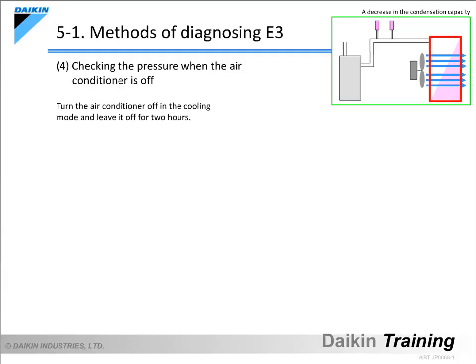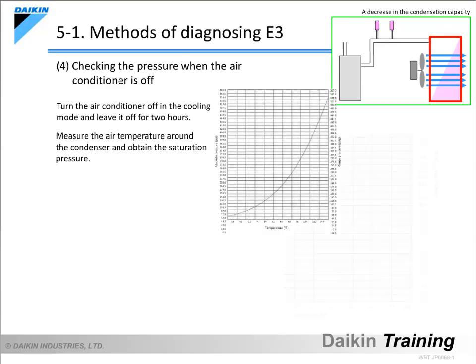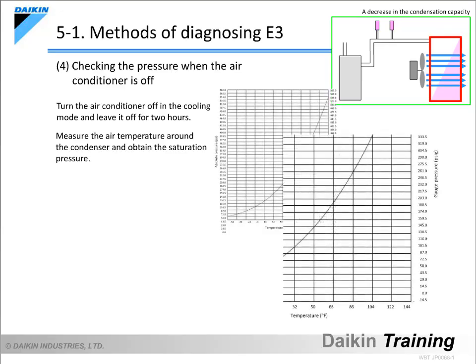If the air conditioner is left off for 2 hours after turning it off in the cooling mode, the saturation state of the refrigerant stabilizes. In this state, measure the air temperature around the condenser and obtain the current refrigerant pressure in the air conditioner using the refrigerant saturation curve. If the outdoor air temperature is 86 degrees Fahrenheit, the saturation curve tells you that the refrigerant pressure in the air conditioner is 261 psi.